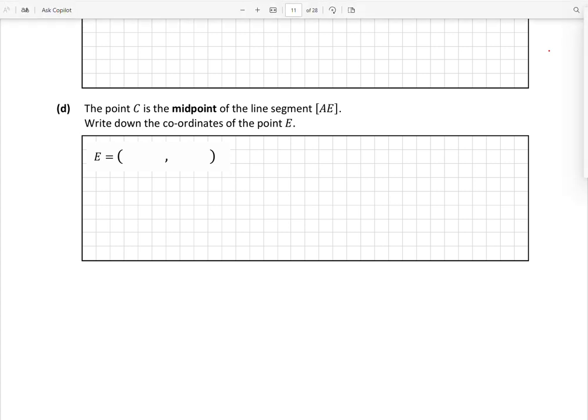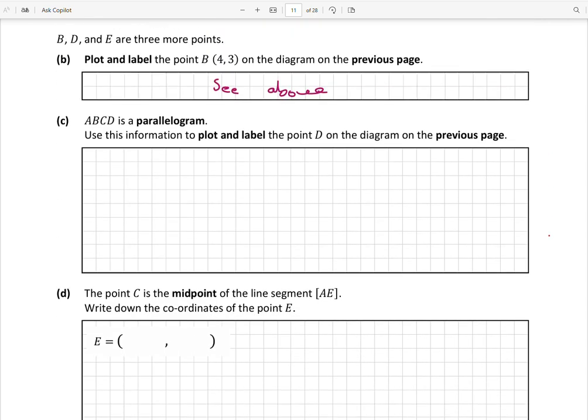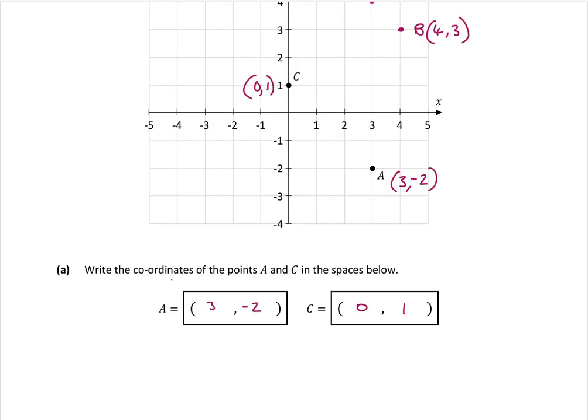What's left? ABCD is a parallelogram. Use this information to plot and label the point D on the diagram on the previous page. Okay, so now what have we got? We've got A, B, C. You would do this with a ruler, but I'm going to just do it freehand, obviously, using this tool. So that's that, all right?